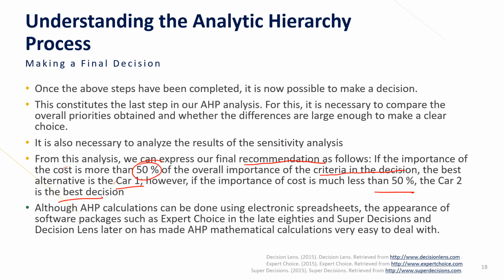Okay, although the AHP calculation can be done using, let's say, an Excel spreadsheet or a simple spreadsheet, software packages such as Expert Choice, Super Decisions or Decision Lens can help make the AHP mathematical calculation very easy. So there are these three software that we can recommend here. You can try to download and install them and see their features.